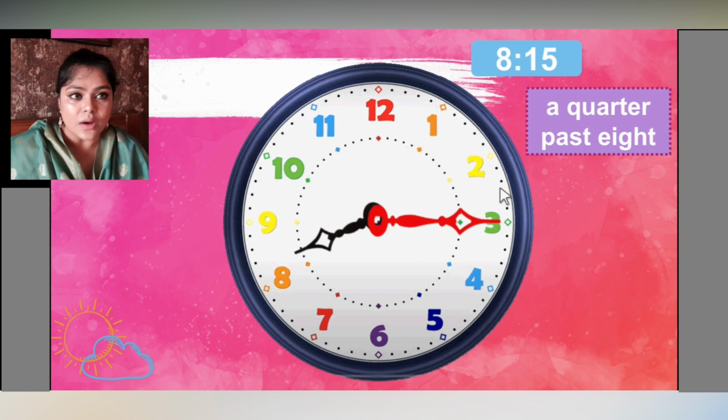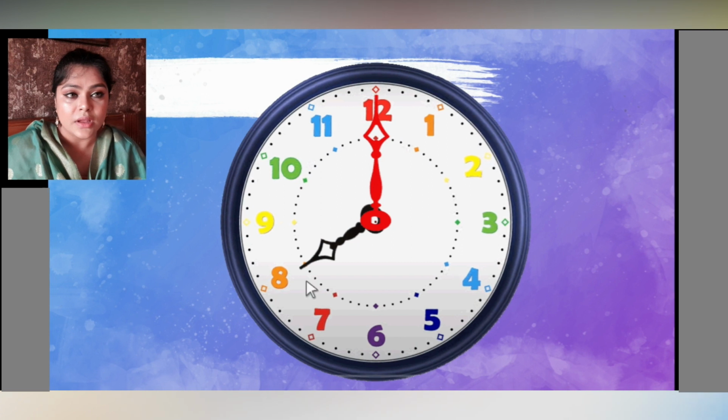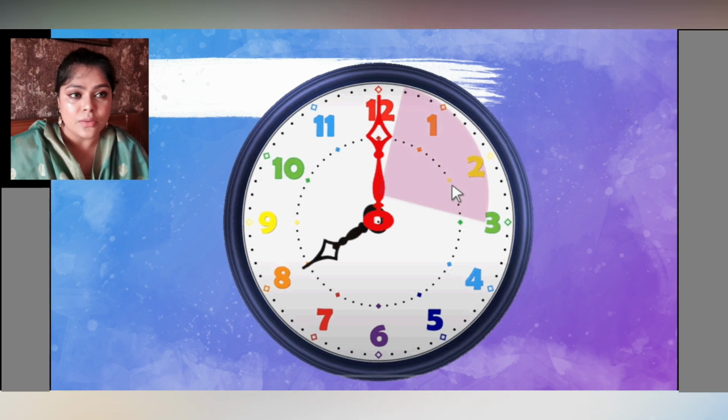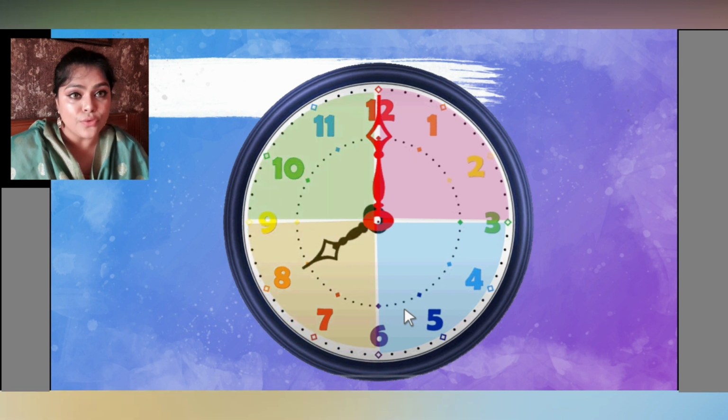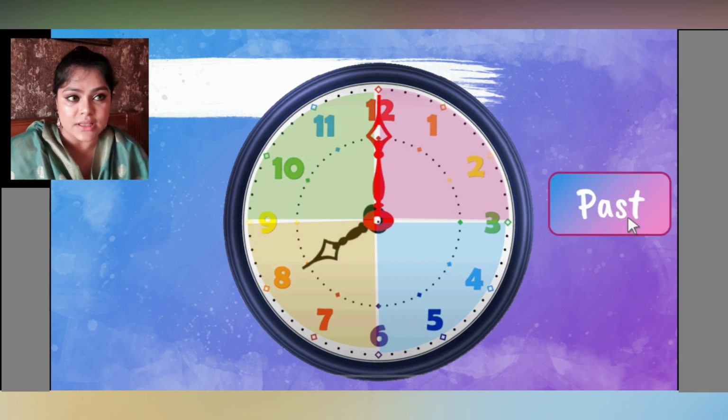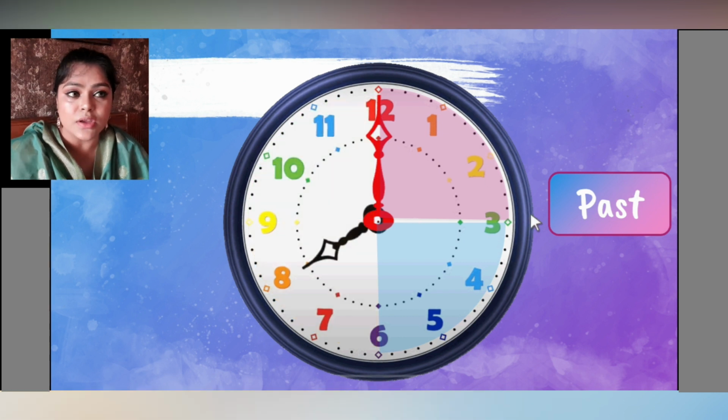Okay. Now there are 4 quarters. Now let's see the 4 quarters. Now you can see 1, 2, 3, 4. There are 4 quarters on the clock face. So when we use the word past, the minute hand is always in this section of the clock face. Let's see one example, okay?